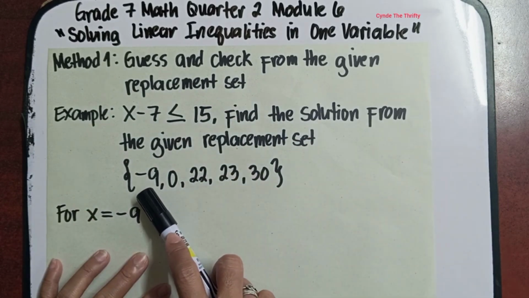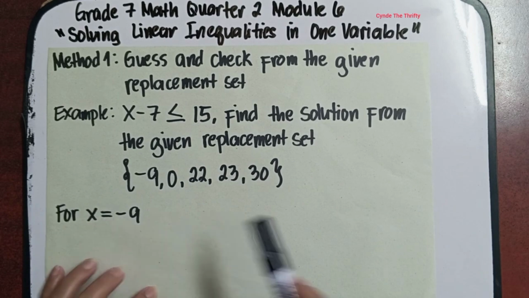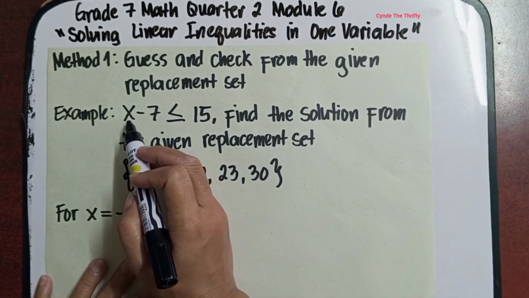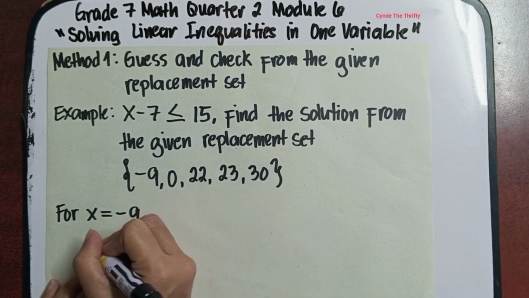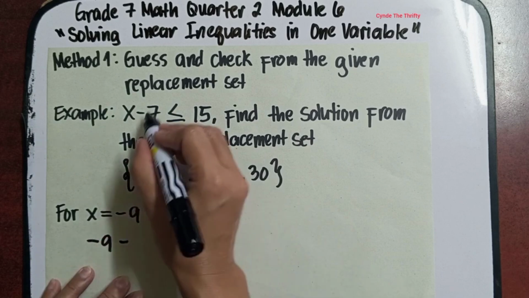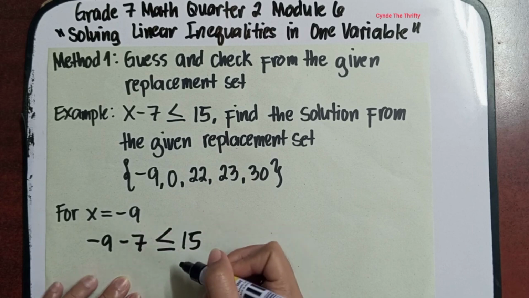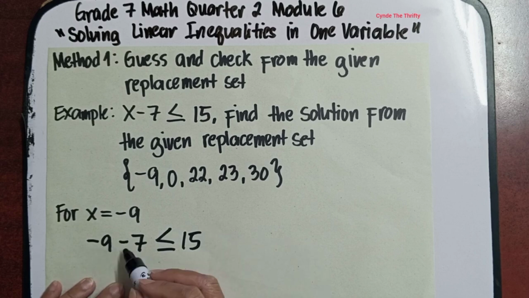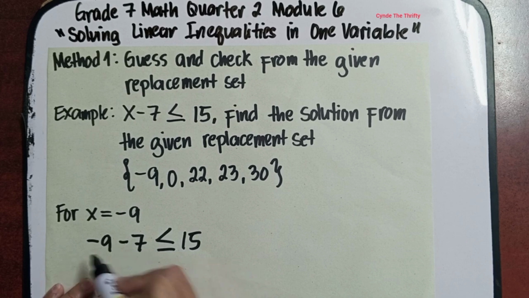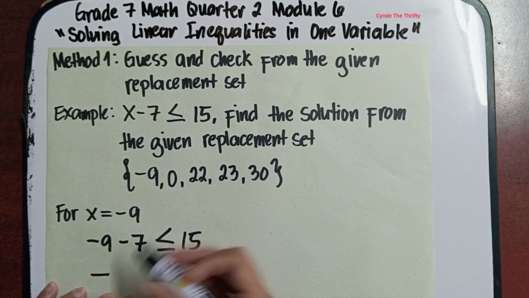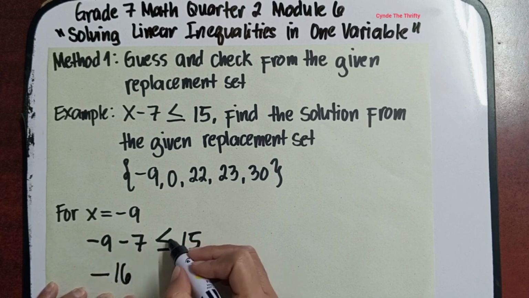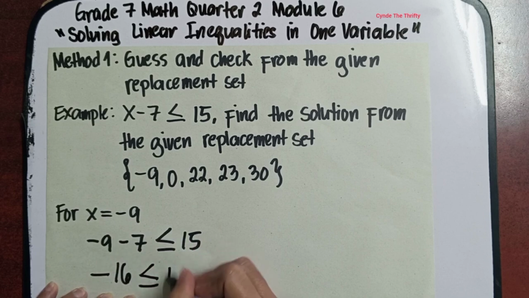Mag-start tayo dito sa negative 9. So, kung si x is equal to negative 9, ang gagawin natin is i-replace lang natin si x. So, si x is negative 9 minus 7 is less than or equal to 15. So, negative and negative, pareho sila ng sign. Ibig sabihin, i-add natin at kopyahin natin ang common sign. So, ang common sign is negative. So, ang ating sagot is negative. Pagkatapos, i-add natin si 9 at si 7. So, 9 plus 7 is equal to 16. Negative 16 is less than or equal to 15.